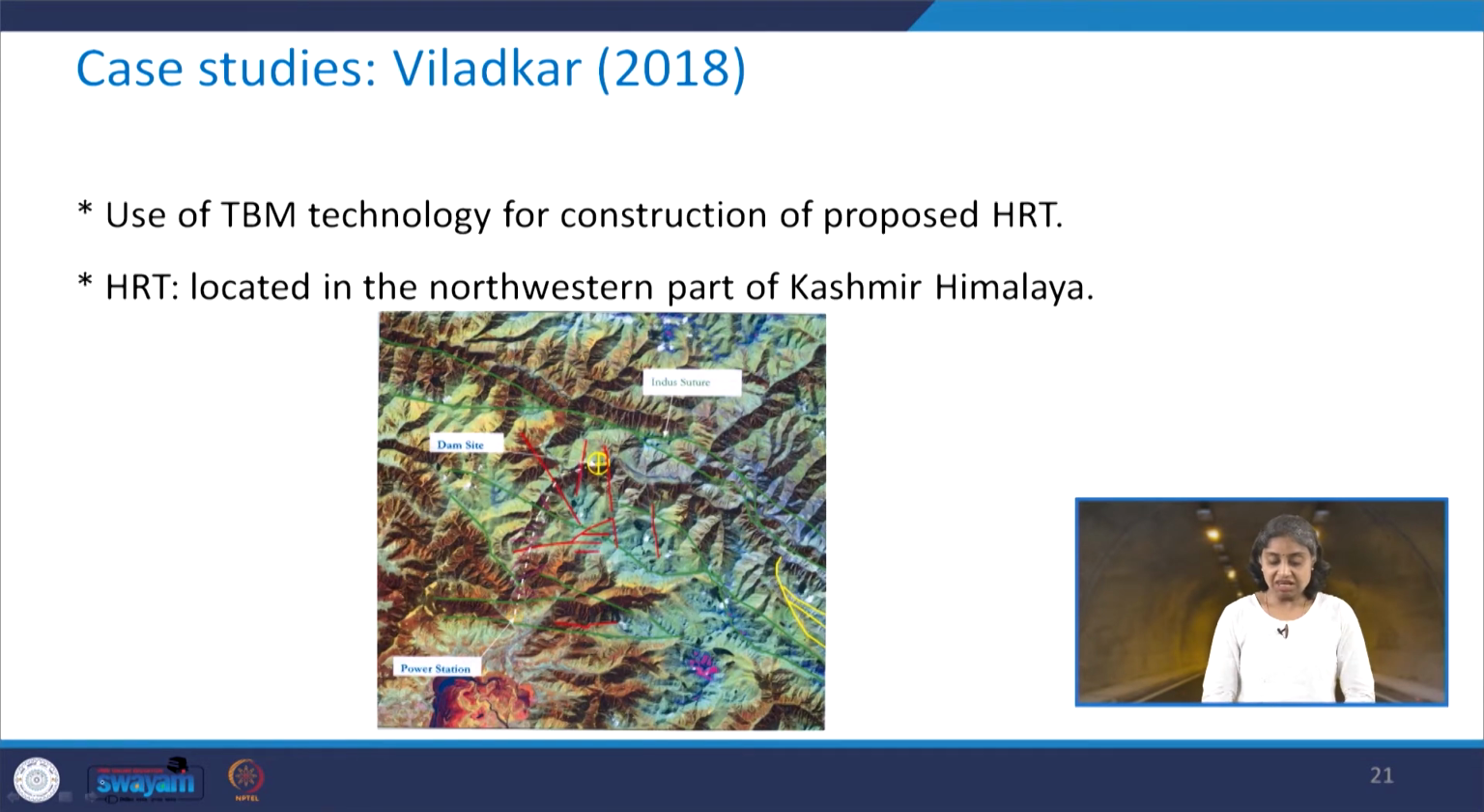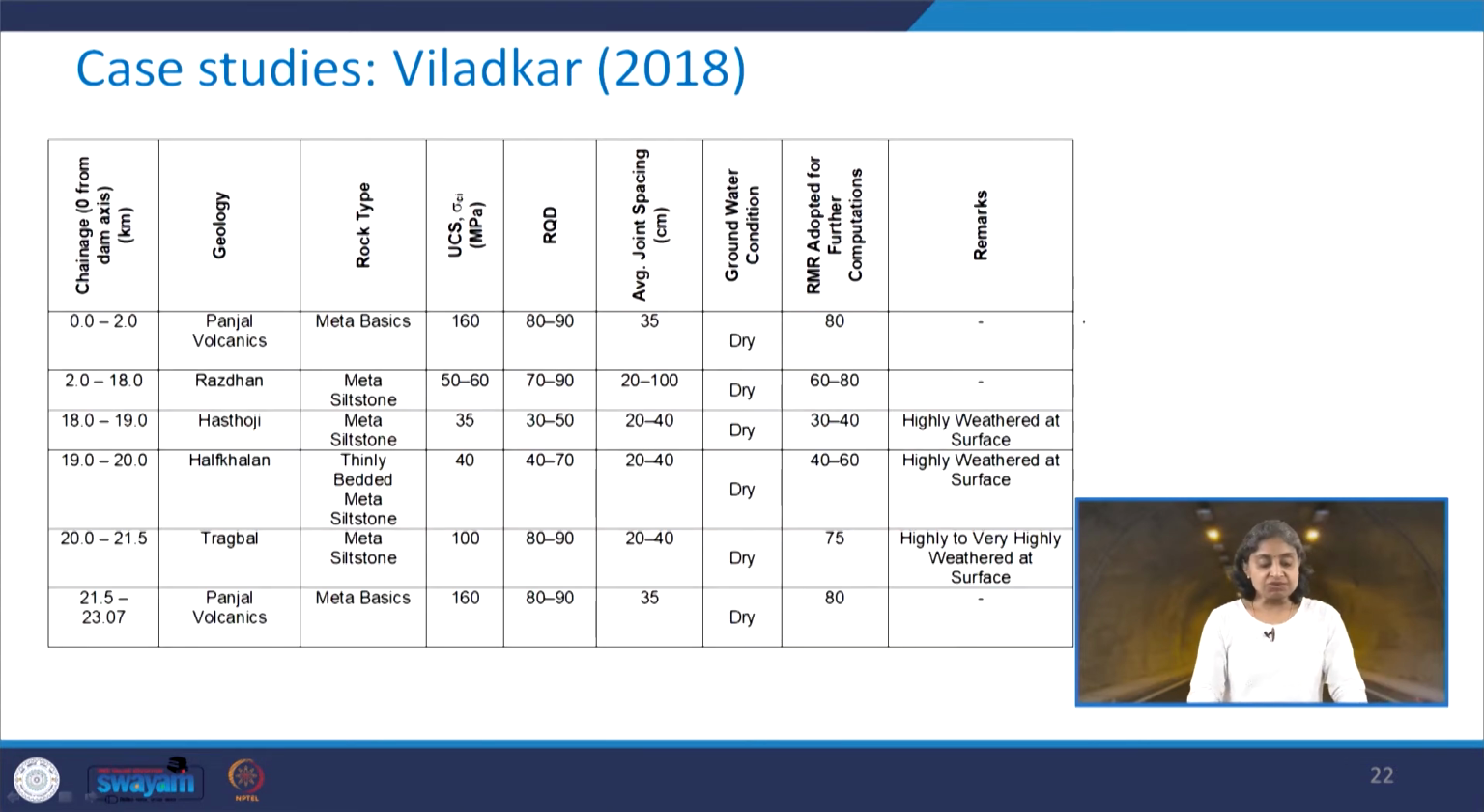This was the Google map location of the project. You can see this is the dam site here, and you have the relative location of the power station here. This was the geology along with the rock type, UCS, RQD, average joint spacing, ground condition, and RMR, which was adopted for the computations, and some of the remarks are also given.